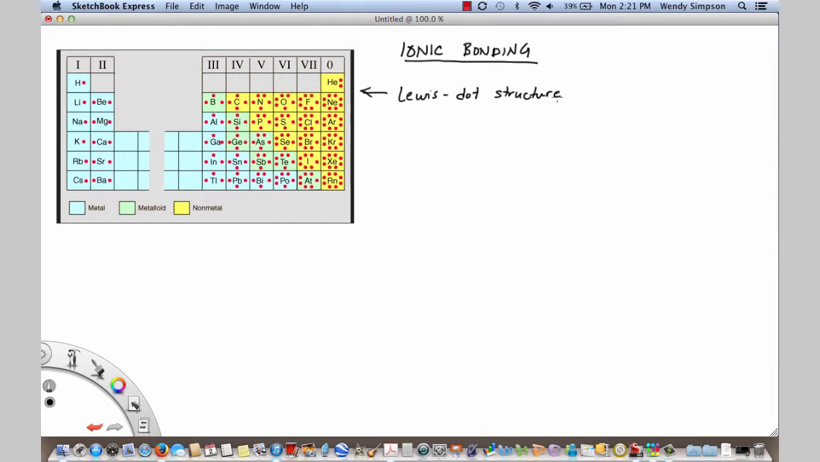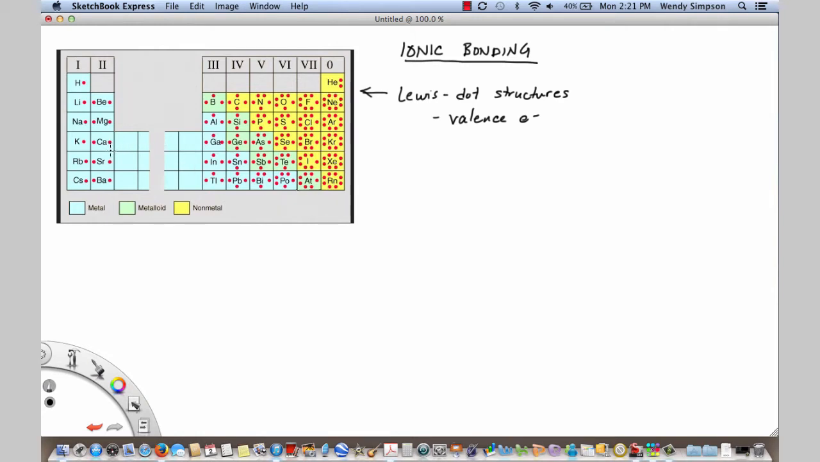And Lewis dot structures show the outermost electrons in the outermost shell of each atom, and these are called the valence electrons. And so we can notice that the valence electrons are shown, and there can be a maximum of 8 of them, as we see here in the noble gases.